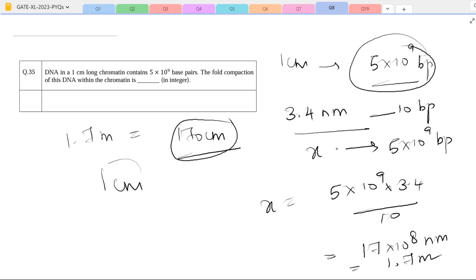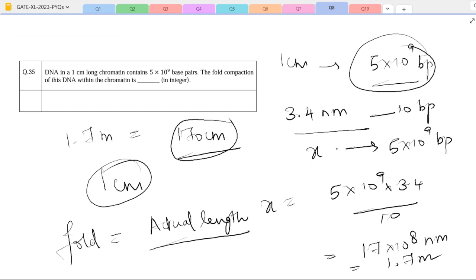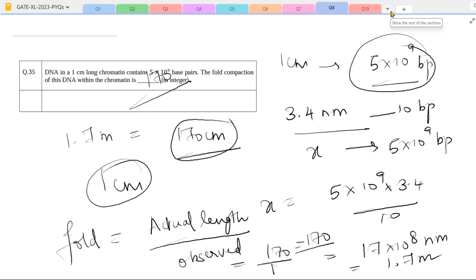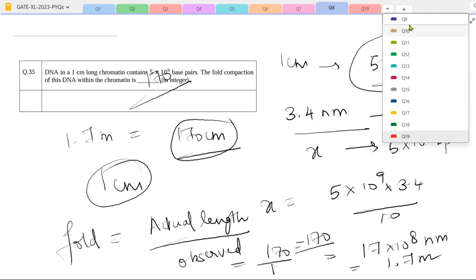However, it occupies only 1 centimeter, which means the fold compaction is given by the length that should be occupied by the DNA for the given number of base pairs, divided by the observed length, which is 1 centimeter. So that will be 170 centimeter by 1 centimeter, and the final answer is 170. Hence the fold compaction here is 170. Instead of occupying 170 centimeter, it is occupying only 1 centimeter. I hope this is a pretty simple question to solve if you know the basics. Okay, moving on to the next question.